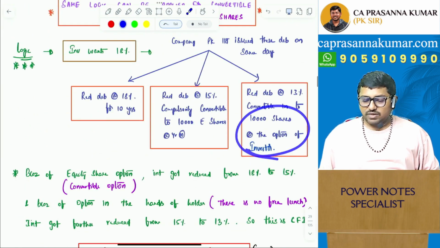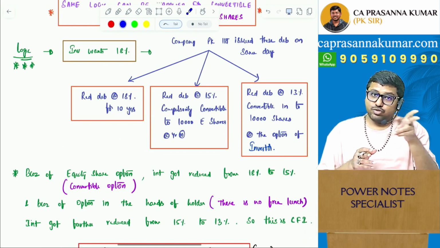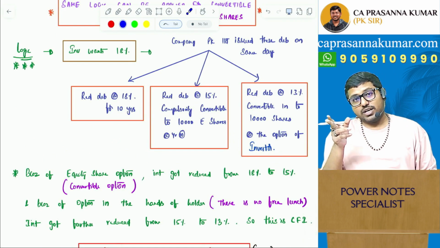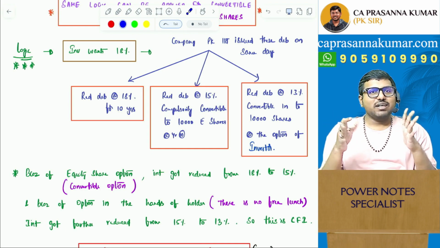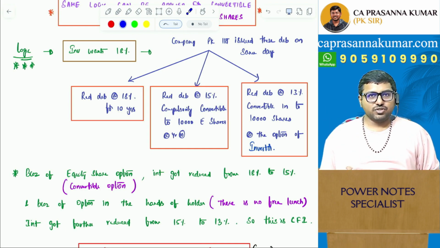So here, when I am giving the option that you can either choose to convert it into equity shares or you can go for redemption, that choice I'm giving you is not free. Everything will have a cost. You understand the point? The cost is reduced return for the investor.